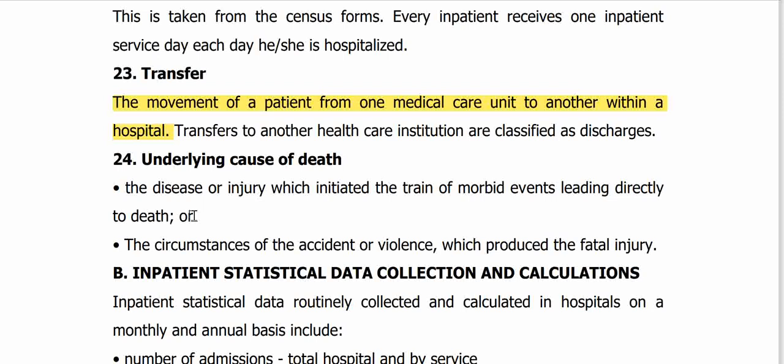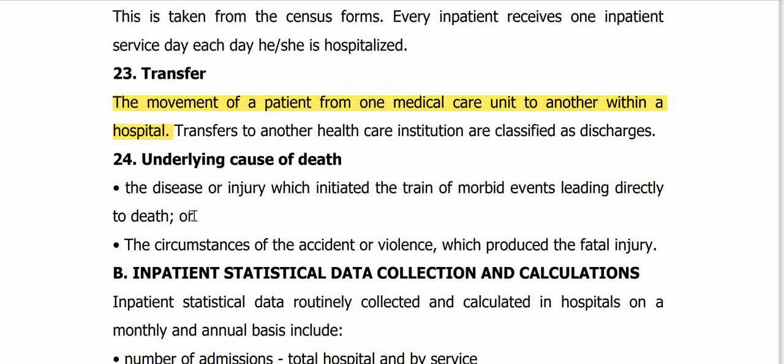Now, for instance, if somebody gets an accident and is then admitted to a facility, spends a good period of time in the hospital, and then dies after maybe 1 month, still, the accident would be the underlying cause of death. Even if it is violence, as long as it produces a fatal injury that could lead directly or indirectly to death, that is referred to as the underlying cause of death.